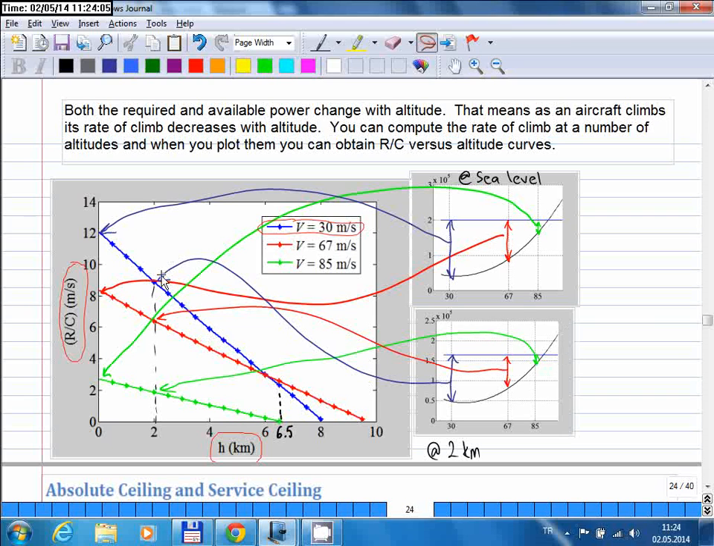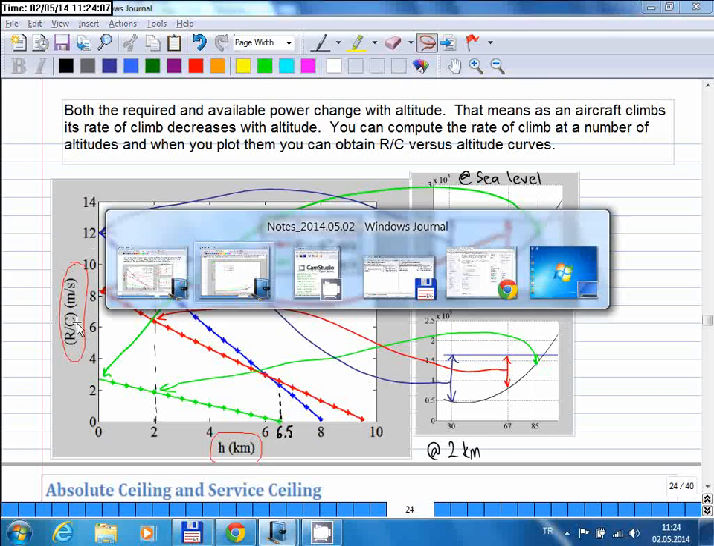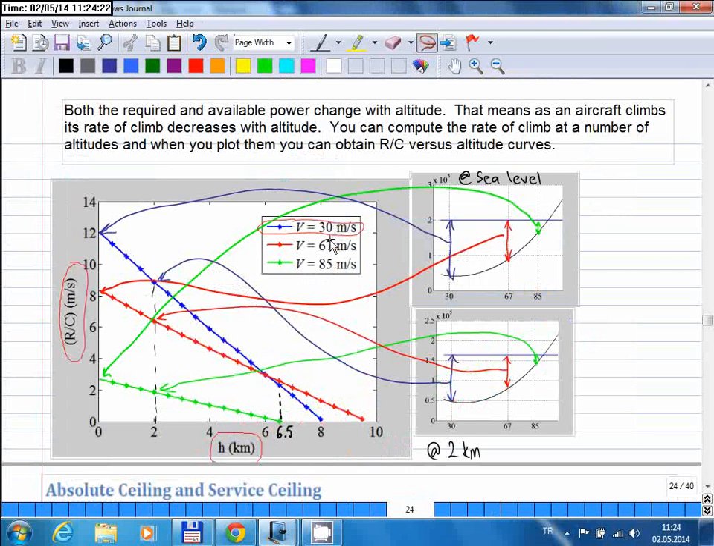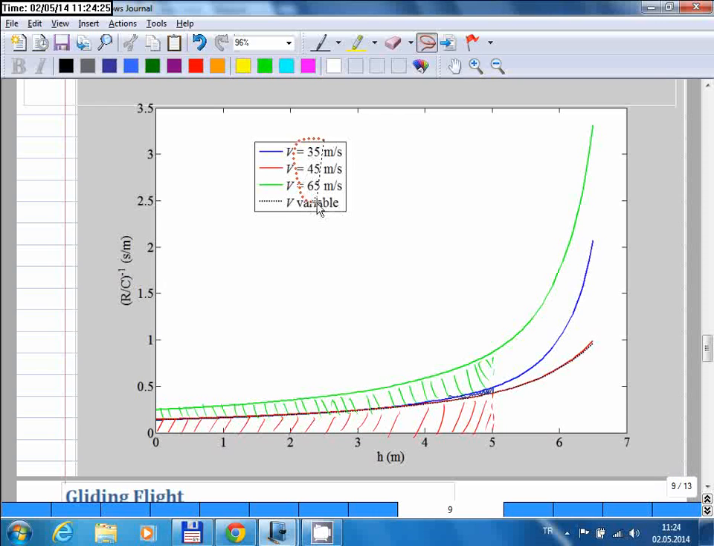So I have the inverse of rate of climb plot for this aircraft, shown here. This is 1 over rate of climb, and the horizontal axis is altitude. For 35, 45, and 65 meters per second, the inverse rate of climb curves are given here. Between these 3 different speeds, obviously the shortest time to climb will be achieved by the red one, right? Because we're talking about the area.